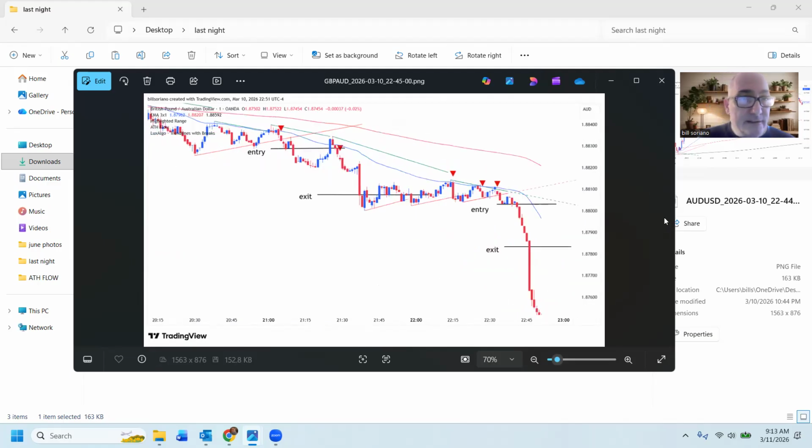Okay. And then the last one was GBPAUD. I did take this trade last night. I took the first one here. Okay. And so I took it at the first point here, and so I got out and I didn't get back in. I didn't look at the chart, and then I came back, looked at the chart and said, oh, it gave you another entry, and look what it did.